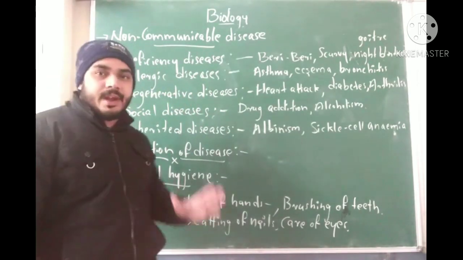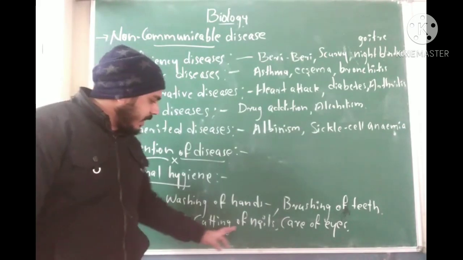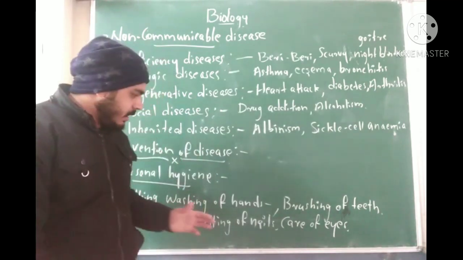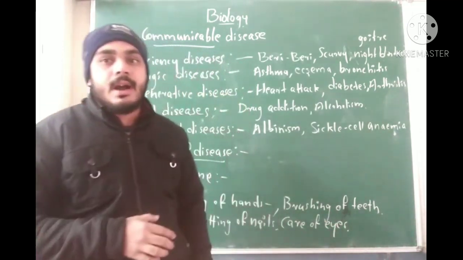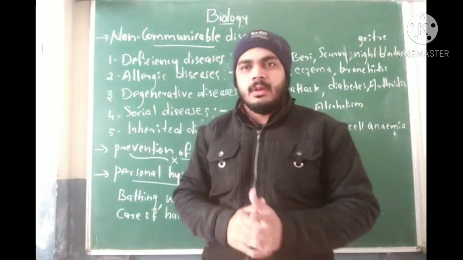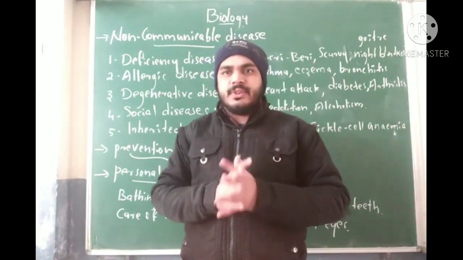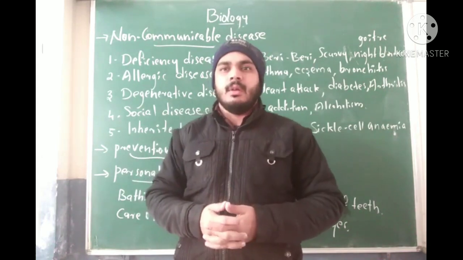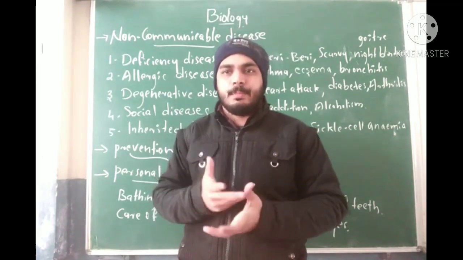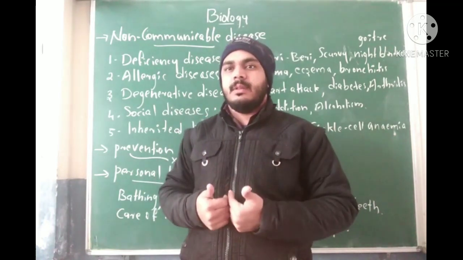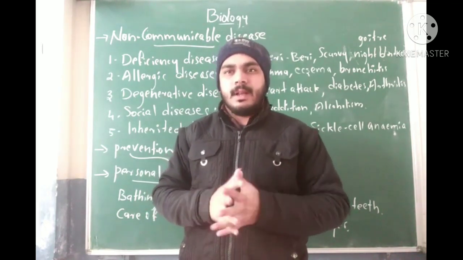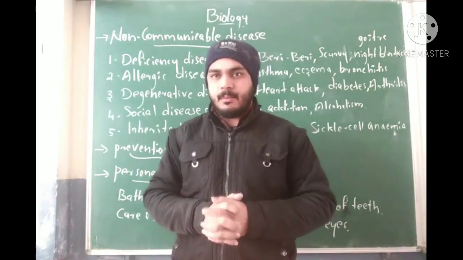And next one, care of hair and cutting of nails. Cutting of nails is one part of personal hygiene. And next one, care of eyes. Care of eyes is very important for us. It is one part of personal hygiene. So I hope all of you understood this topic that I taught today: communicable and non-communicable diseases, how they spread, how to prevent them, and personal hygiene. So you should follow these instructions and learn properly. It will help you in your future also. So I am going to conclude this topic.